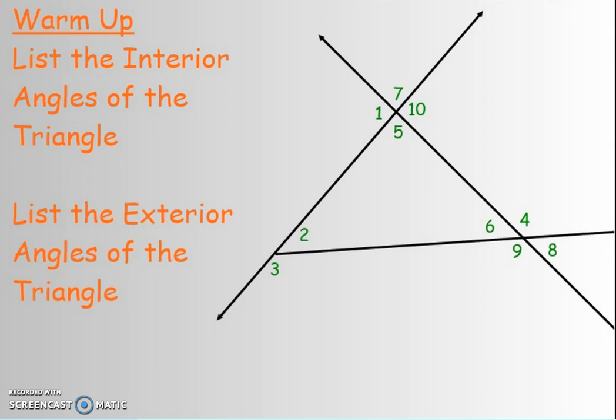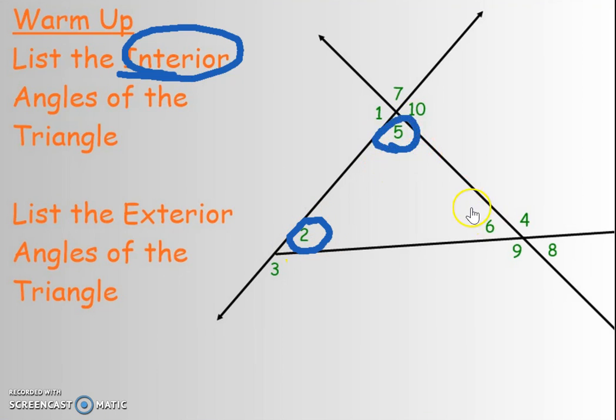We will be talking about interior and exterior angles. So take a second and think about what interior angles are. We've discussed interior and exterior before. Those words should not be new. So remember, interior is inside. So interior would be things like 2, 5, and 6.